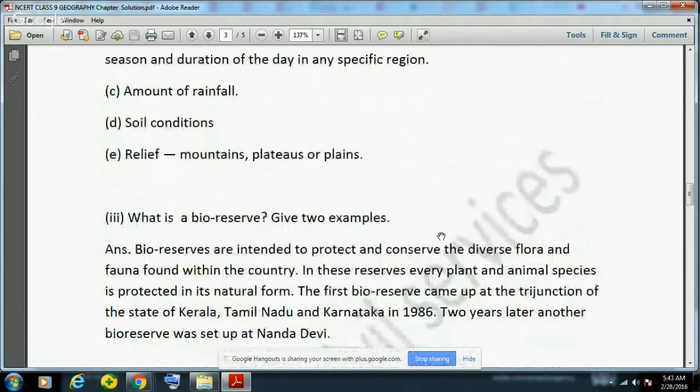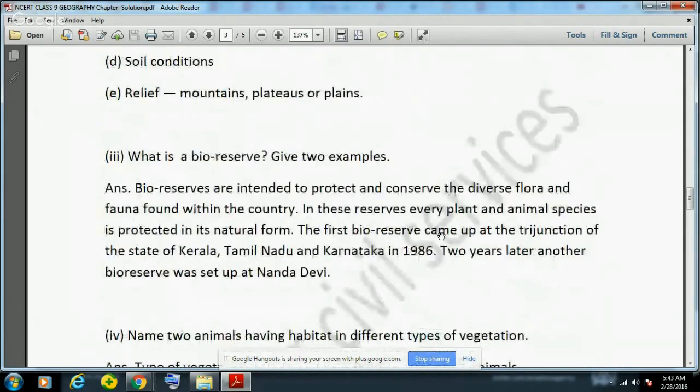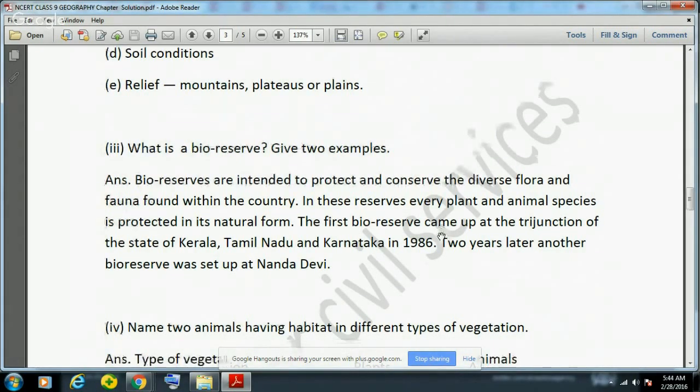Now, what is a bioreserve? Give two examples. Bioreserves are made to protect and conserve the diverse flora and fauna found within the country. In these reserves, every plant and animal species is protected in its natural form. The first bioreserve came up at the tri-junction of the states of Kerala, Tamil Nadu, and Karnataka in 1986, and its name is Nilgiri Bioreserve. Two years later, another biosphere reserve was set up at Nanda Devi in Uttarakhand.